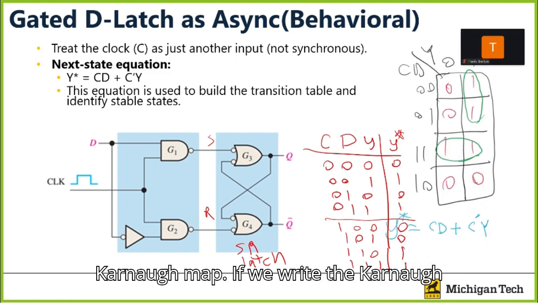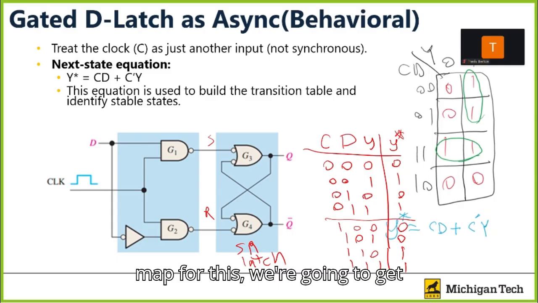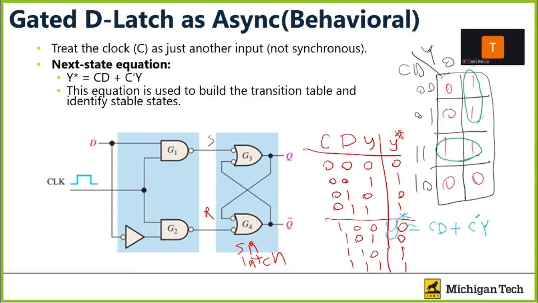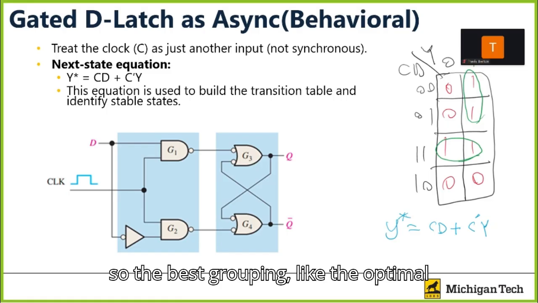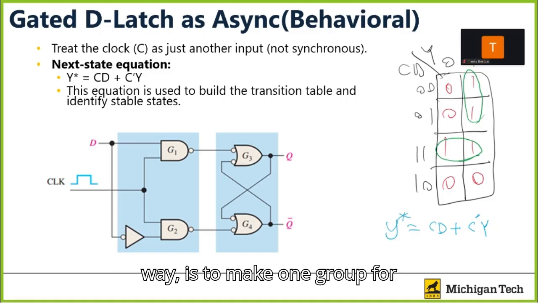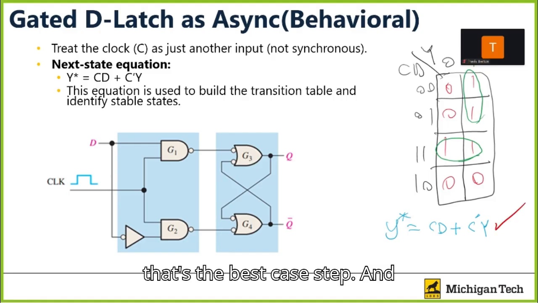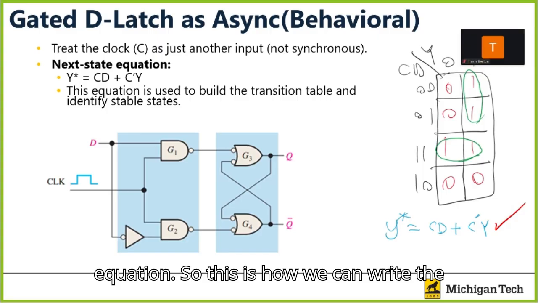So let's write this up as a Karnaugh map. If we write the Karnaugh map for this, we get 0, 1, 0, 1, 0, 0, 1, 1. Let us clean up the rest. If we group them, the best, optimal grouping is one group for CD and the other group for C bar Y. That's the best case, and this is the next state equation. This is how we can write the next state equation.